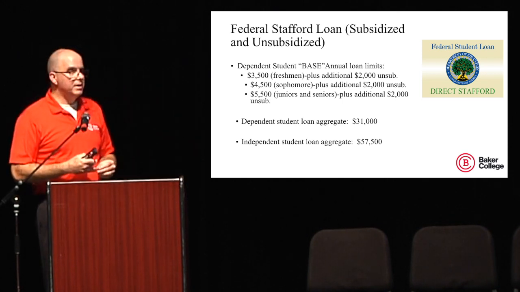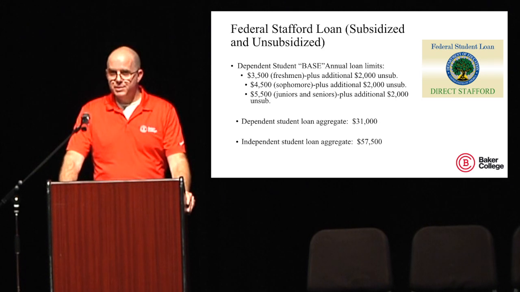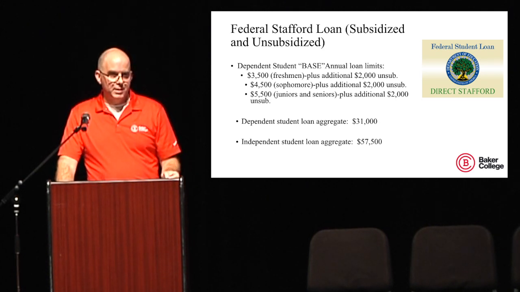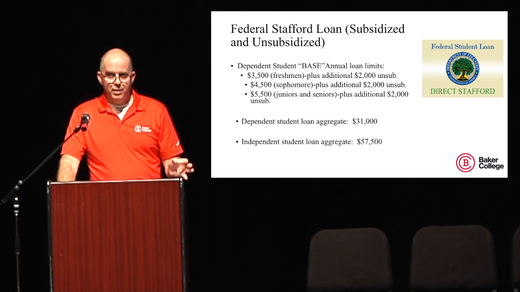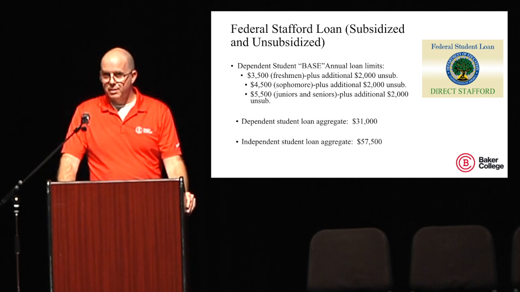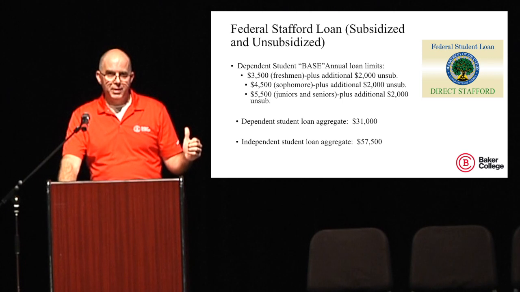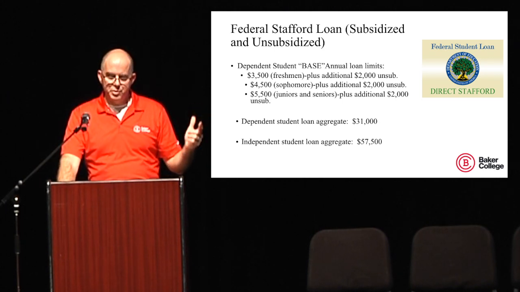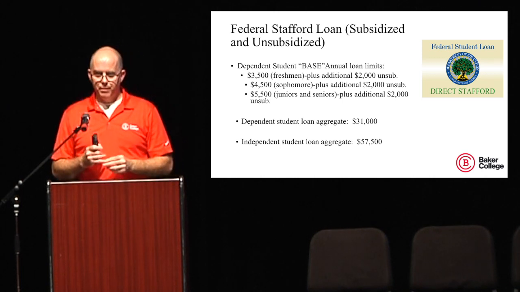Okay. Let's identify what subsidized and unsubsidized means. On both of those loans, a student doesn't make any principal payments on the loan until 6 months after they graduate or drop below part-time status. On the subsidized loan, the government pays the interest while the student's in school. On the unsubsidized loan, the student is responsible for the interest while they're in school.